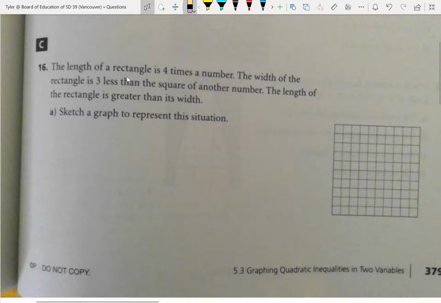The length of a rectangle is 4 times a number. So we've got length and width of a rectangle. I'm just going to draw a rectangle so you understand. That's the length, that's the width. And it said the length is greater than the width. So the length is bigger than the width.